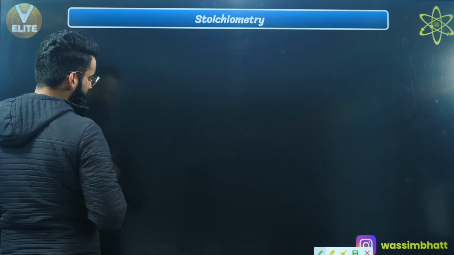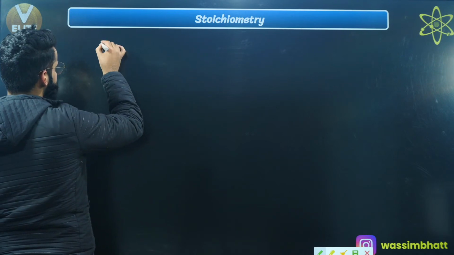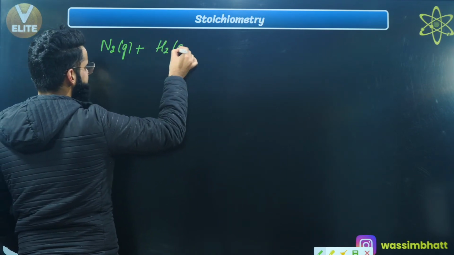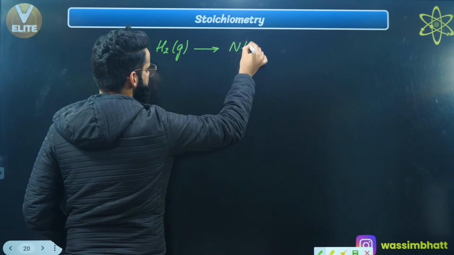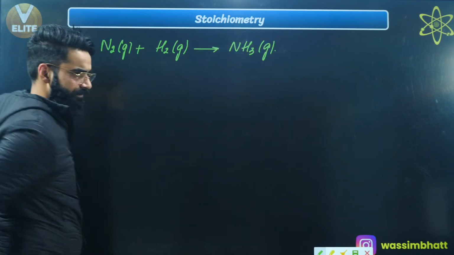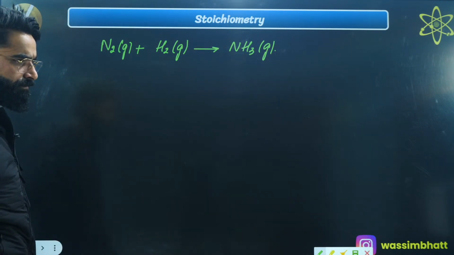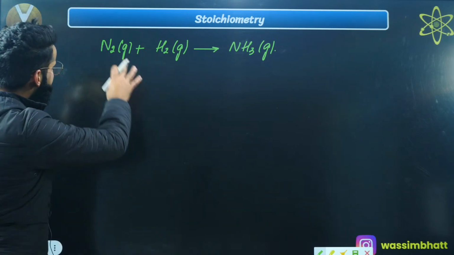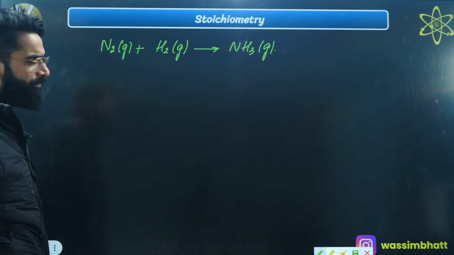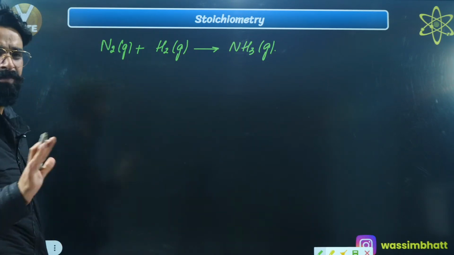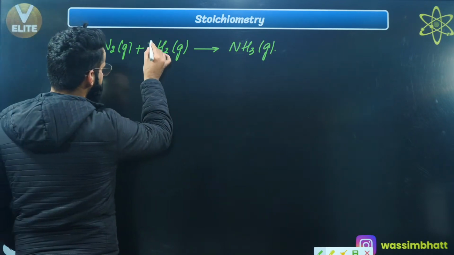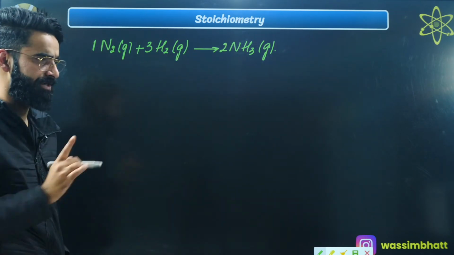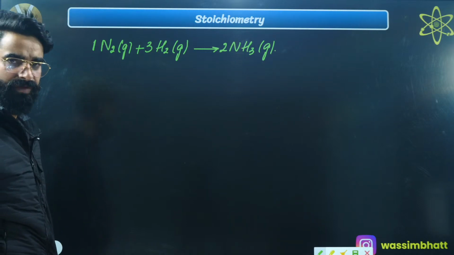For example, I am taking a chemical reaction. The chemical reaction is N2 gas plus H2 gas. It gives NH3 gas. This is the reaction which I'm taking. I'm taking a general reaction. N2 is reacting with H2 and it forms NH3. Is it a balanced chemical equation? It's not a balanced chemical equation. Let's try to balance it. This should be 3 times. This should be 2 times. And this is 1 over. It's a balanced chemical equation now, right?